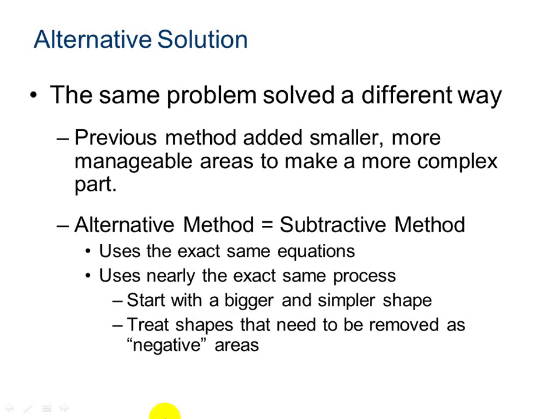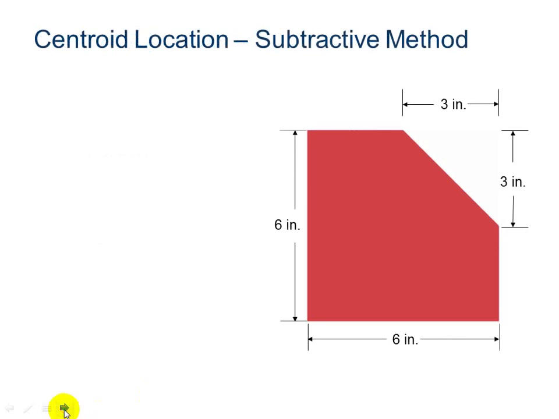When you use negative areas, there's no such thing really as a negative area, but essentially what you're doing is telling your summation that you are subtracting those values instead of adding. So let's look at the same shape. We already know what the centroid is because we just calculated it. But what if we did it with the subtractive method? I'd like to show you that you get the same exact thing.